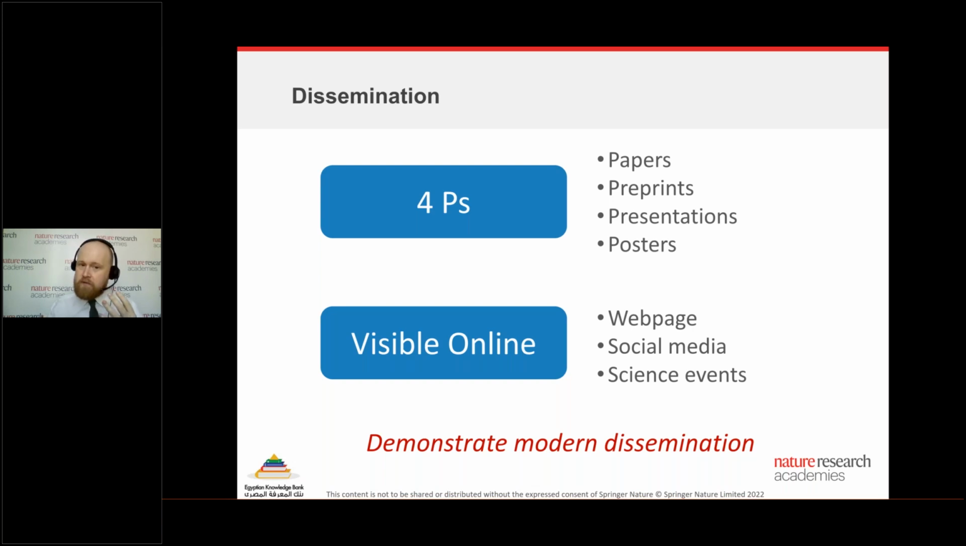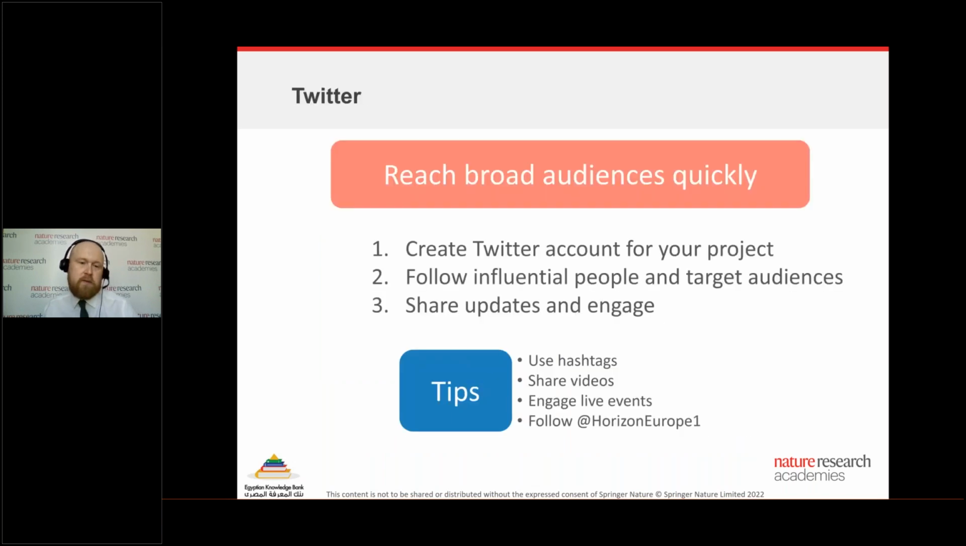Okay, so do demonstrate the 4 Ps, the traditional ways to disseminate, but also make sure that you demonstrate modern dissemination online. So I do recommend, again, Twitter. This is a great way to reach broad audiences quickly. My recommendation actually is to create a Twitter account for your project. The account is going to be dedicated to this project. Follow influential people within your research field and target audiences. Then you can share updates related to your research project and engage other researchers throughout the course of your study.